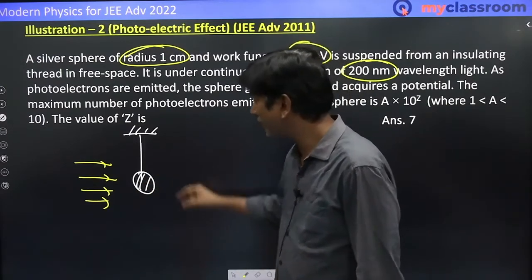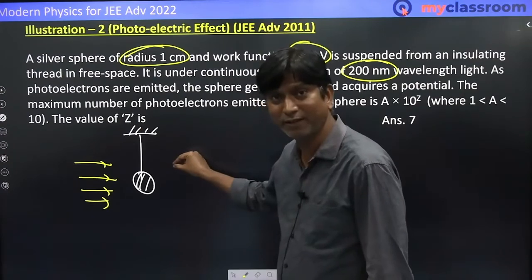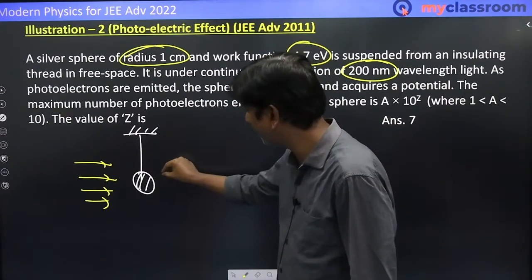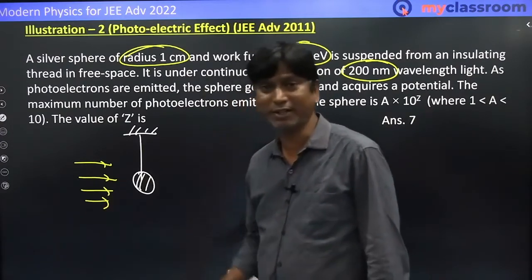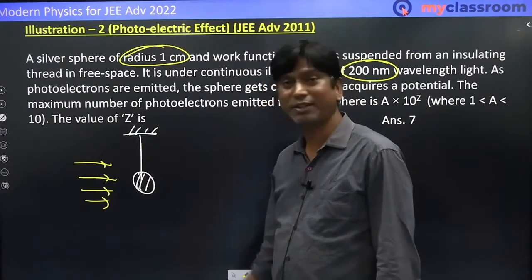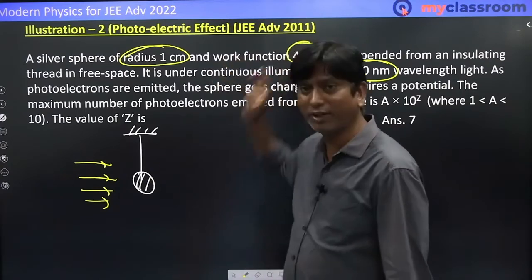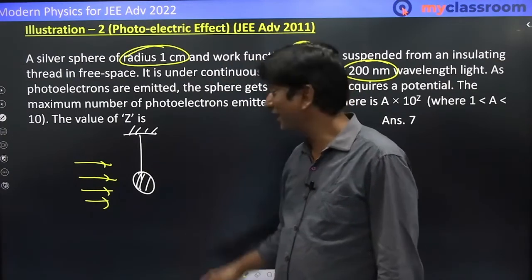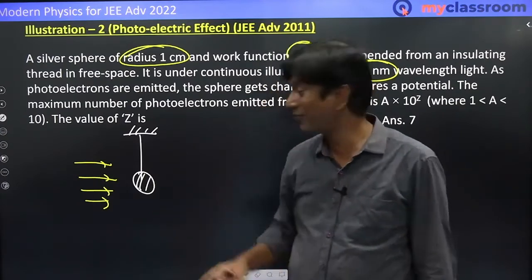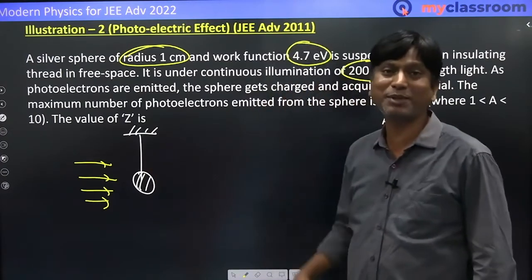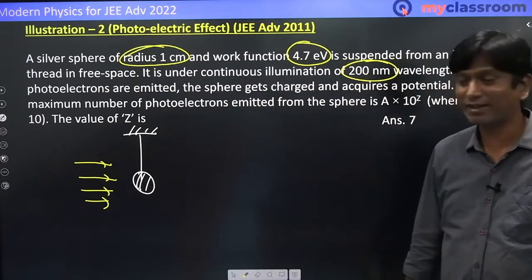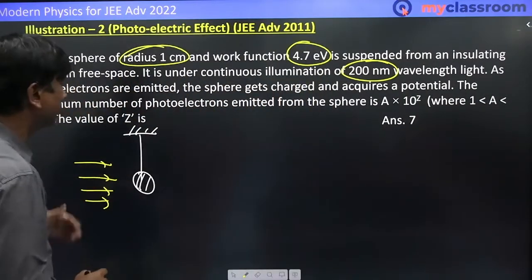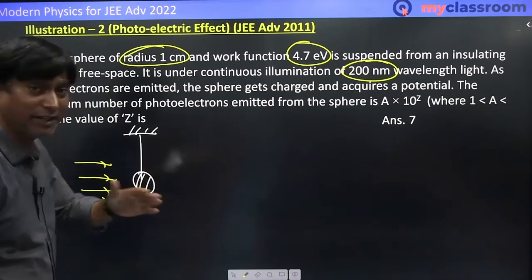Because of that positive charge, when the next electron tries to eject with some kinetic energy, by the time it goes out it comes back. The potential is that high. Earlier they were going to infinity, right? Now it is acquiring more and more positive charge, so it becomes more and more difficult for the further electrons to eject out from that particular silver sphere. Okay, so first, with what kinetic energy will they eject out?